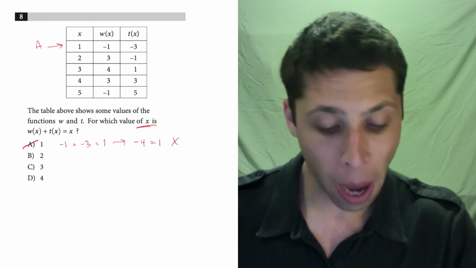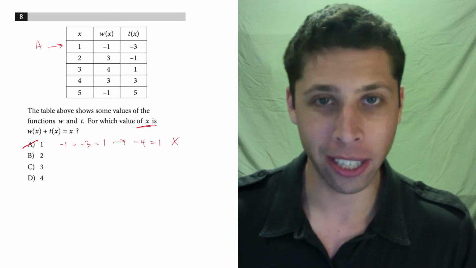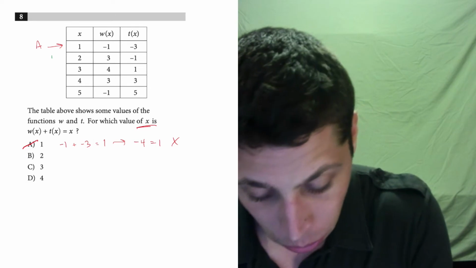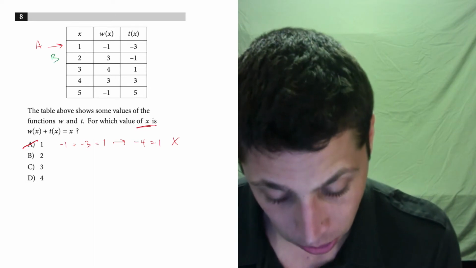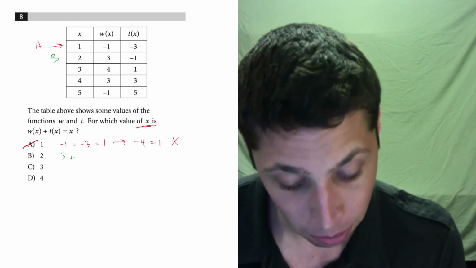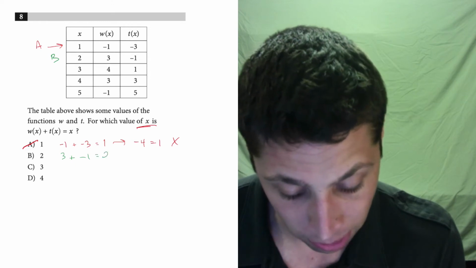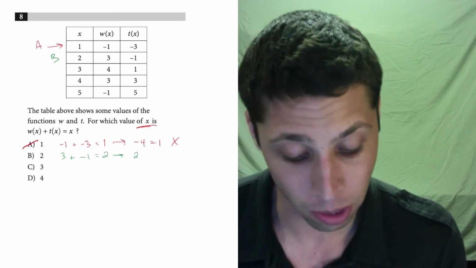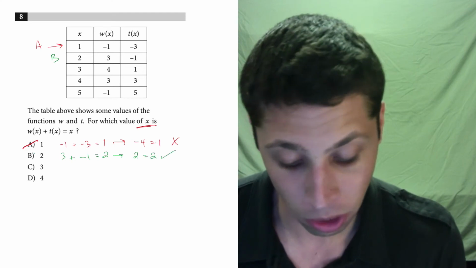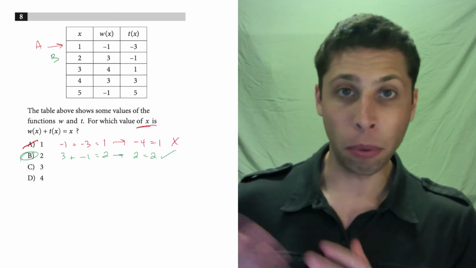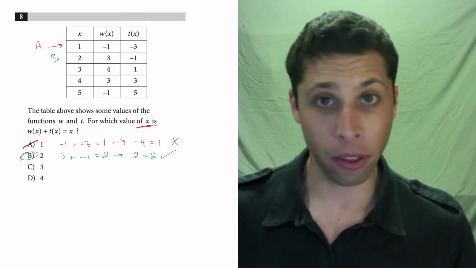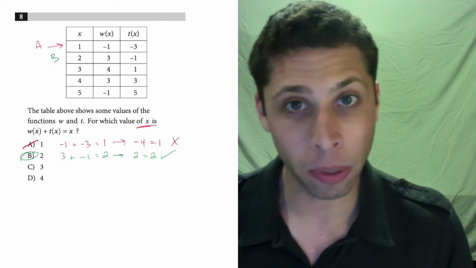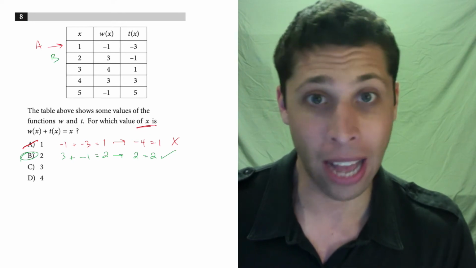So there's probably some way that we can shortcut it, but it doesn't take too long to just do all of these. Watch. So for 2, that's choice B, we're going to do 3 plus -1 is equal to 2. That is true. 3 minus 1 is 2. 2 is equal to 2. We're done. And because we've proven our answer, we don't need to try the other ones. We easily could, but we've proven it.